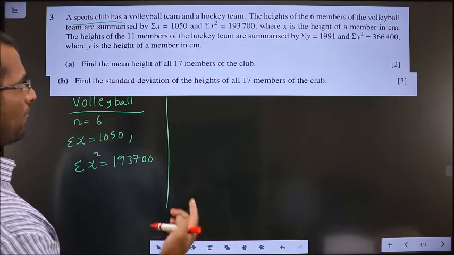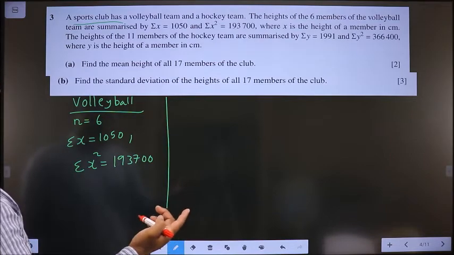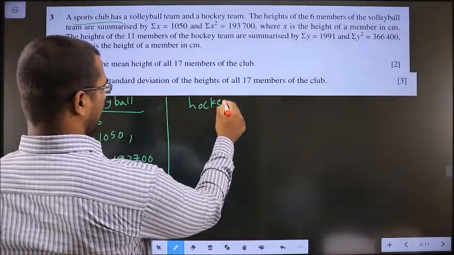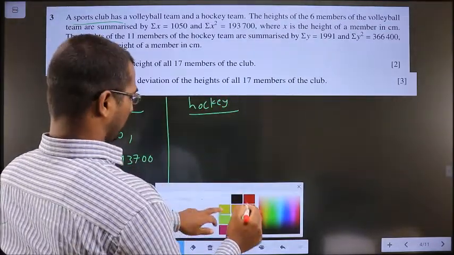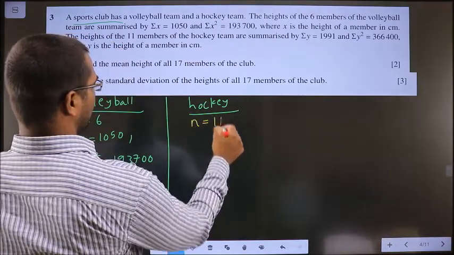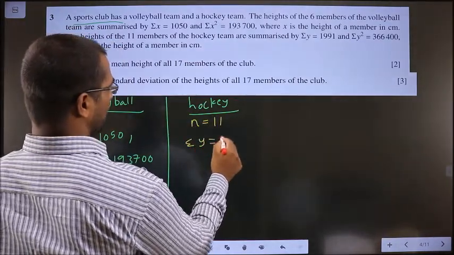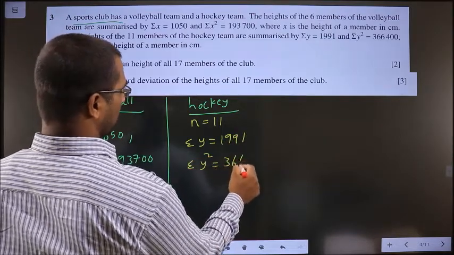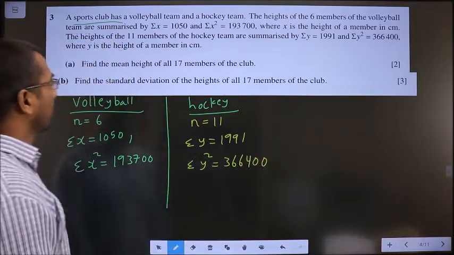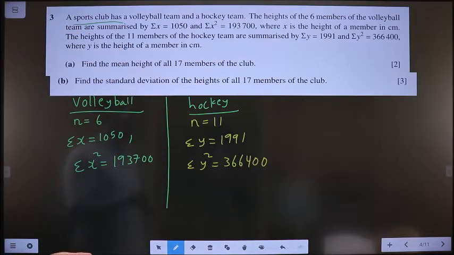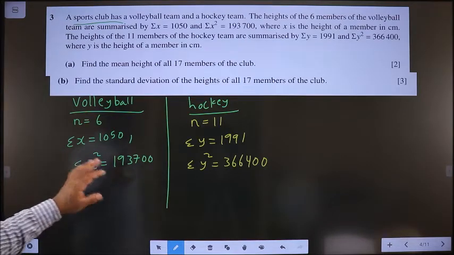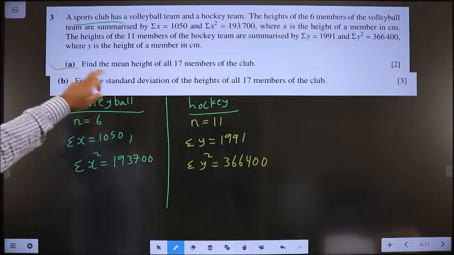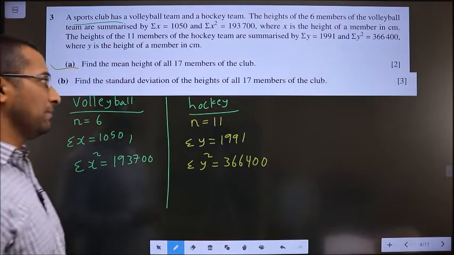Next given is where x is the height of a member in centimeter. The heights of 11 members of the hockey team. Now for the hockey team, here n is 11 and sum of y is 1991 and sum of y square is equal to 366,400, where y is the height of a member in centimeter. You came across the information, you have written it down. Good. Continue. Find the mean height of all 17 members of the club.